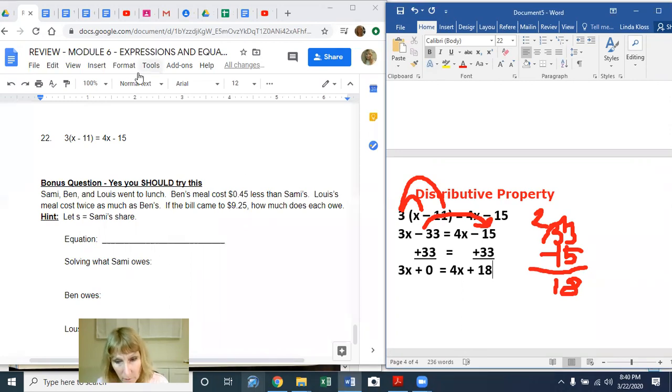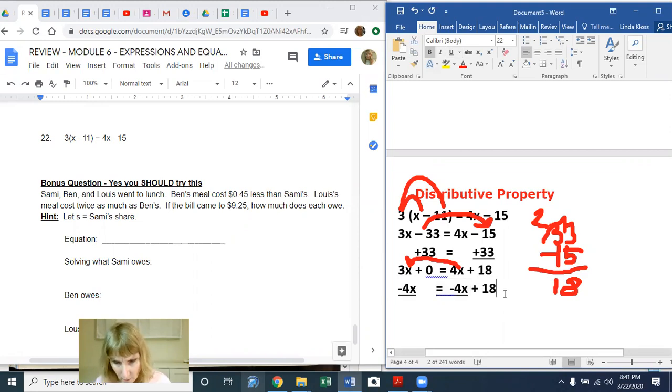Now I have to get the 4x to the side with the 3x. To do that, I'm going to use inverse operations and subtract, right, minus 4x to both sides. Minus 4x, we're going to drop the 0, equals minus 4x. We still have our plus 18 there. Our little underline there, and our underline there.